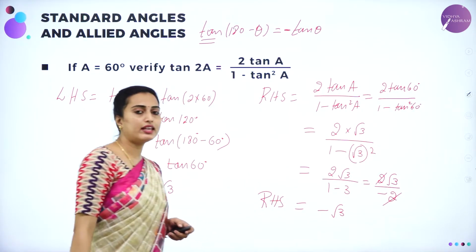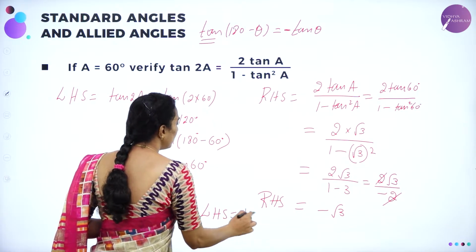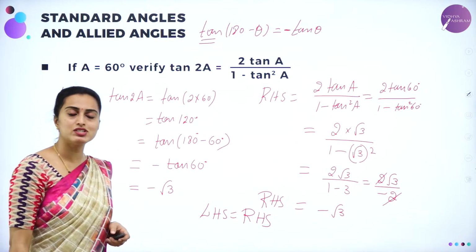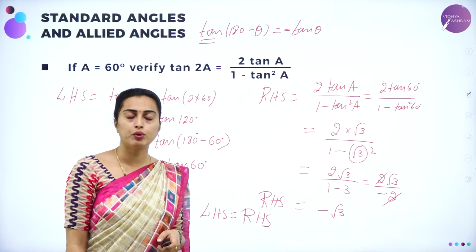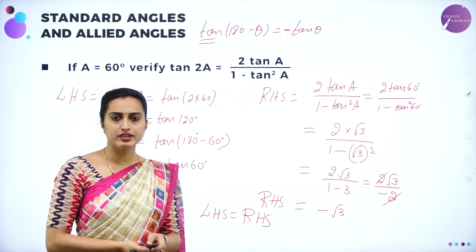Therefore, here I can write tan 2A, that is LHS, is equal to 2 tan A divided by 1 minus tan squared A, which is the RHS. I hope you got this problem. We'll move on to the next problem, dears.